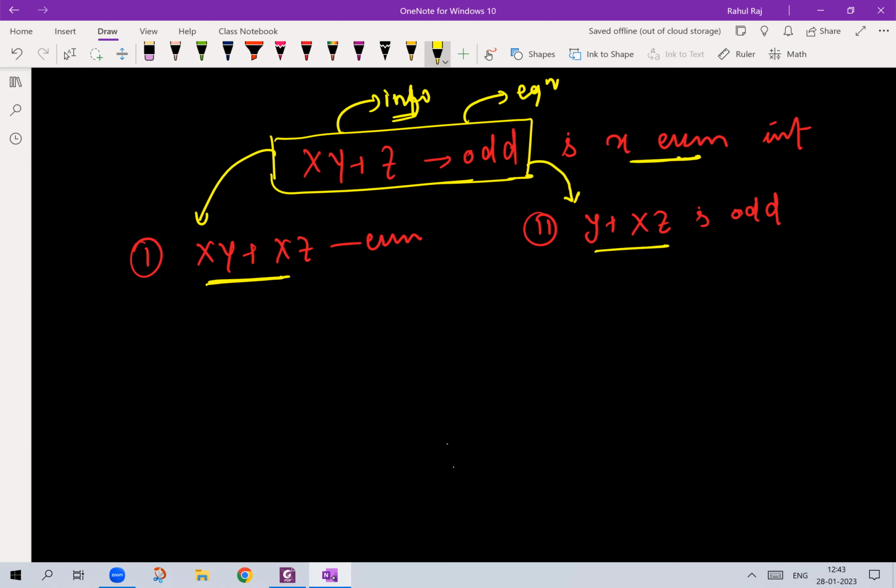Now we need to learn how to use this particular information while we are solving the question. Simple logic. So what I have told you: how do you use two equations? You simply try and solve those two equations.